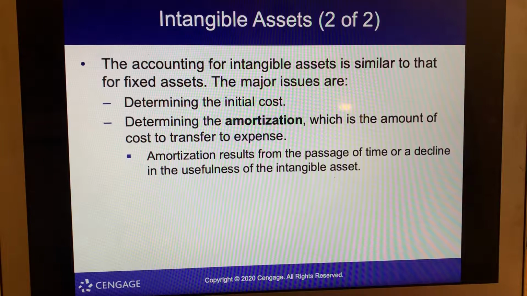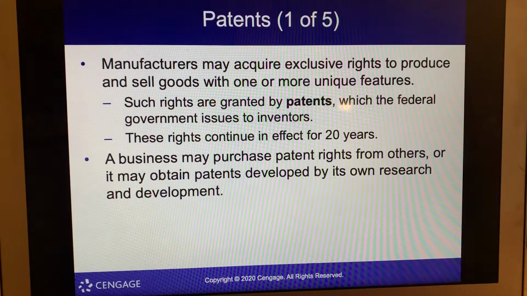The major issues are determining the initial cost and determining the amortization, which is the amount of cost to transfer to expense. Amortization results from the passage of time or a decline in the usefulness of the intangible asset. Manufacturers may acquire exclusive rights to produce and sell goods with one or more unique features. Such rights are granted by patents, which the federal government issues to inventors. These rights continue in effect for 20 years.